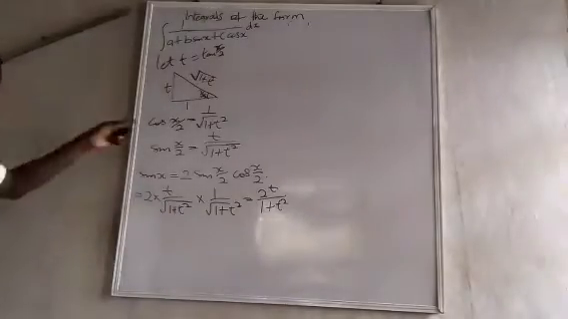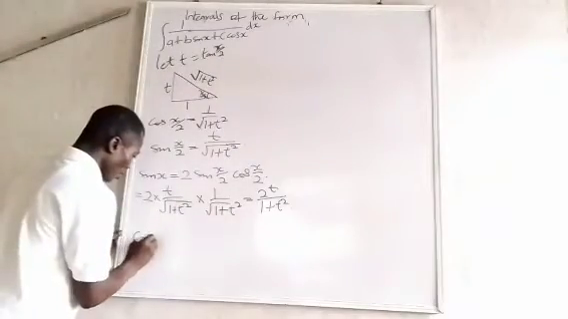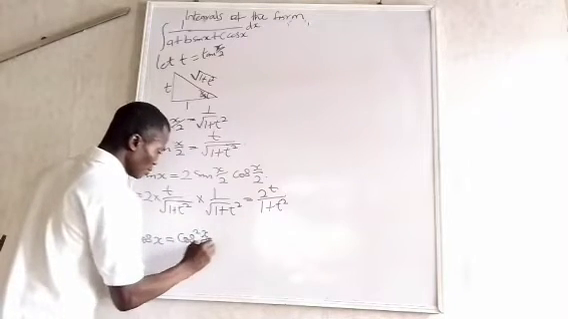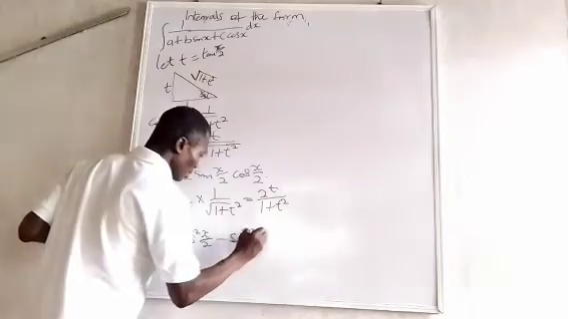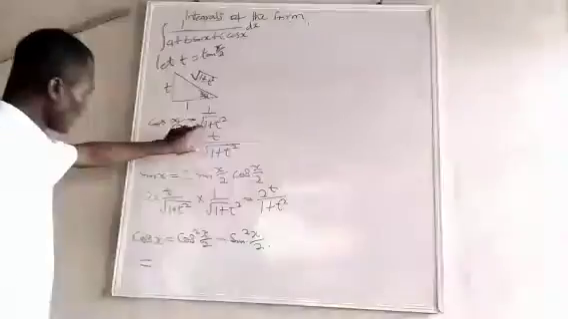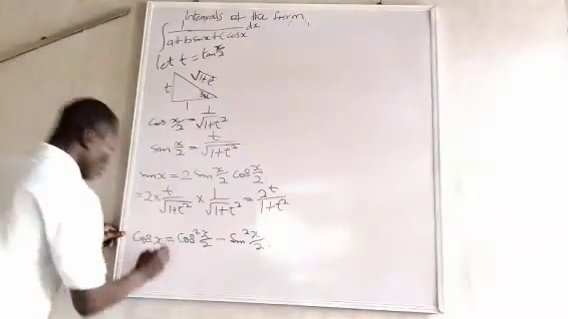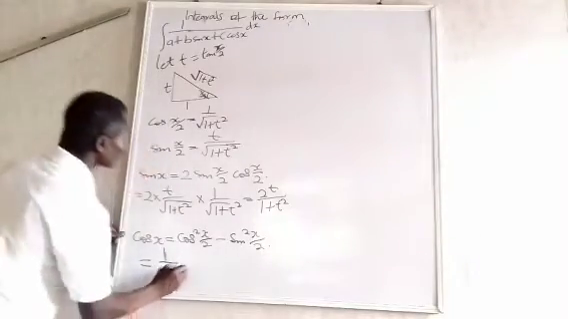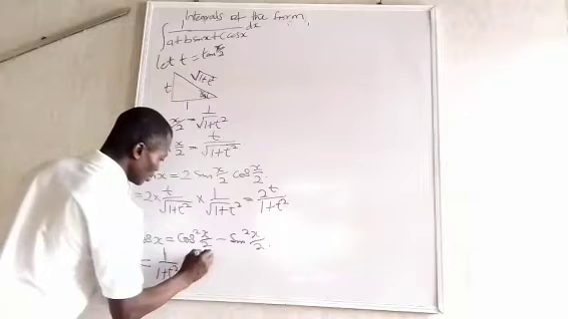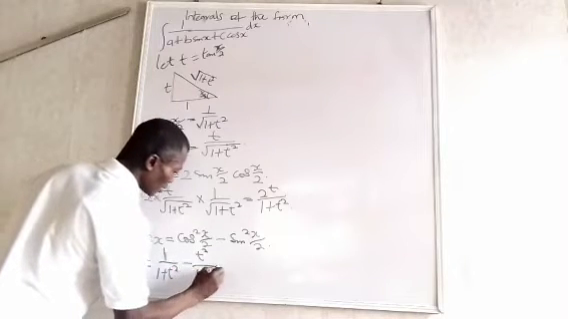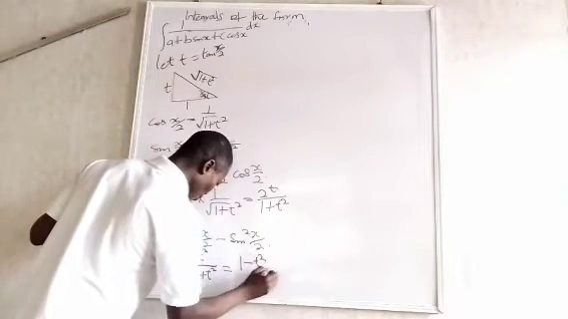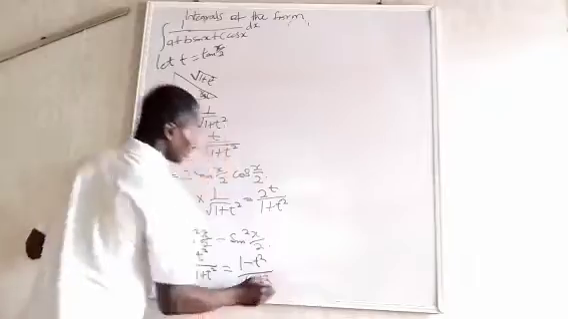Now, for cos x, that's going to be cos square x over 2 minus sin square x over 2. And what does that mean? We are going to square this and subtract this one from it. So we are going to have 1 over 1 plus t squared minus t squared over 1 plus t squared. So it's going to be 1 minus t squared over 1 plus t squared.